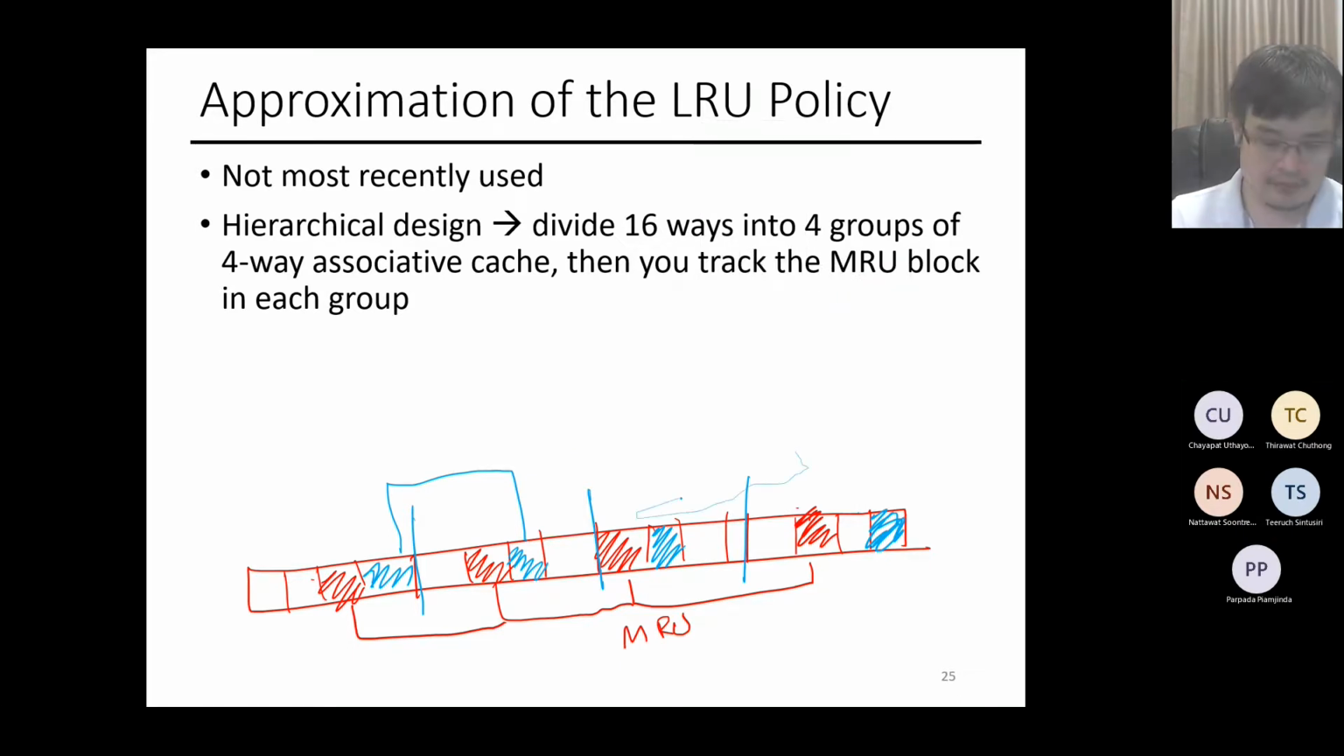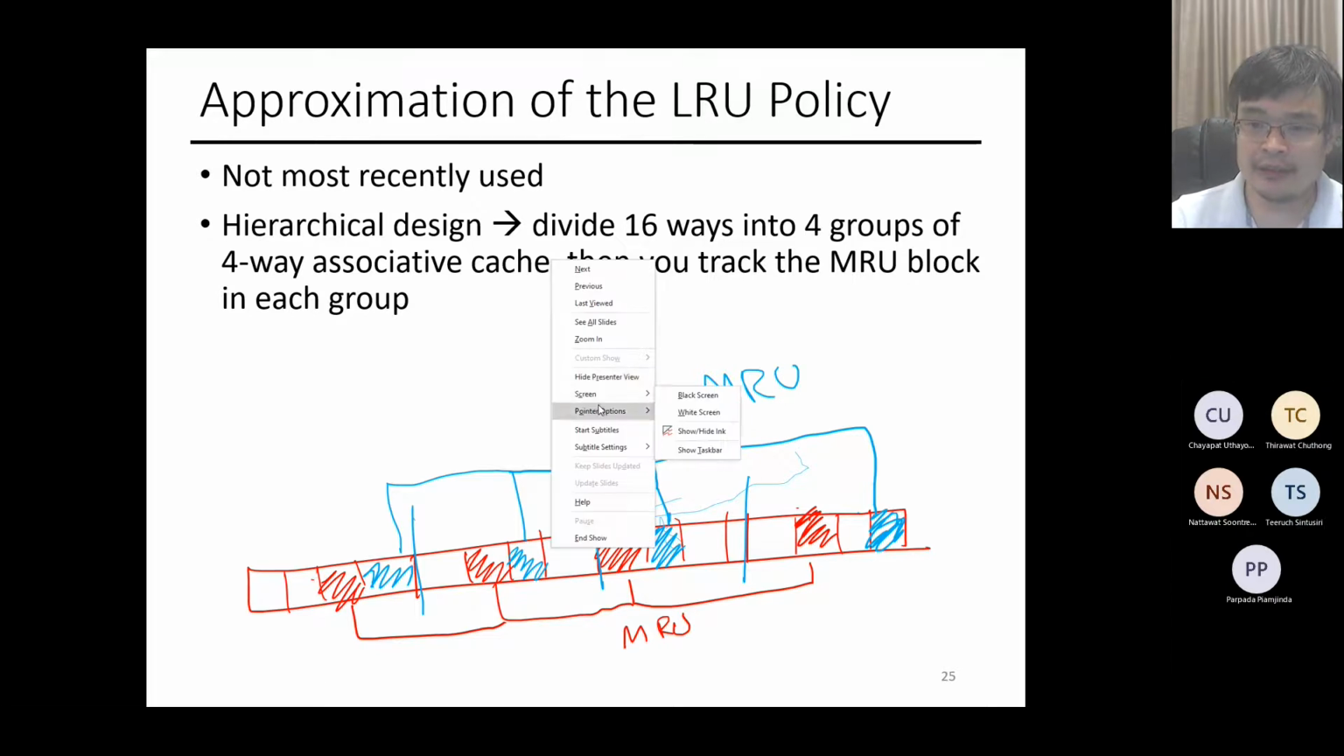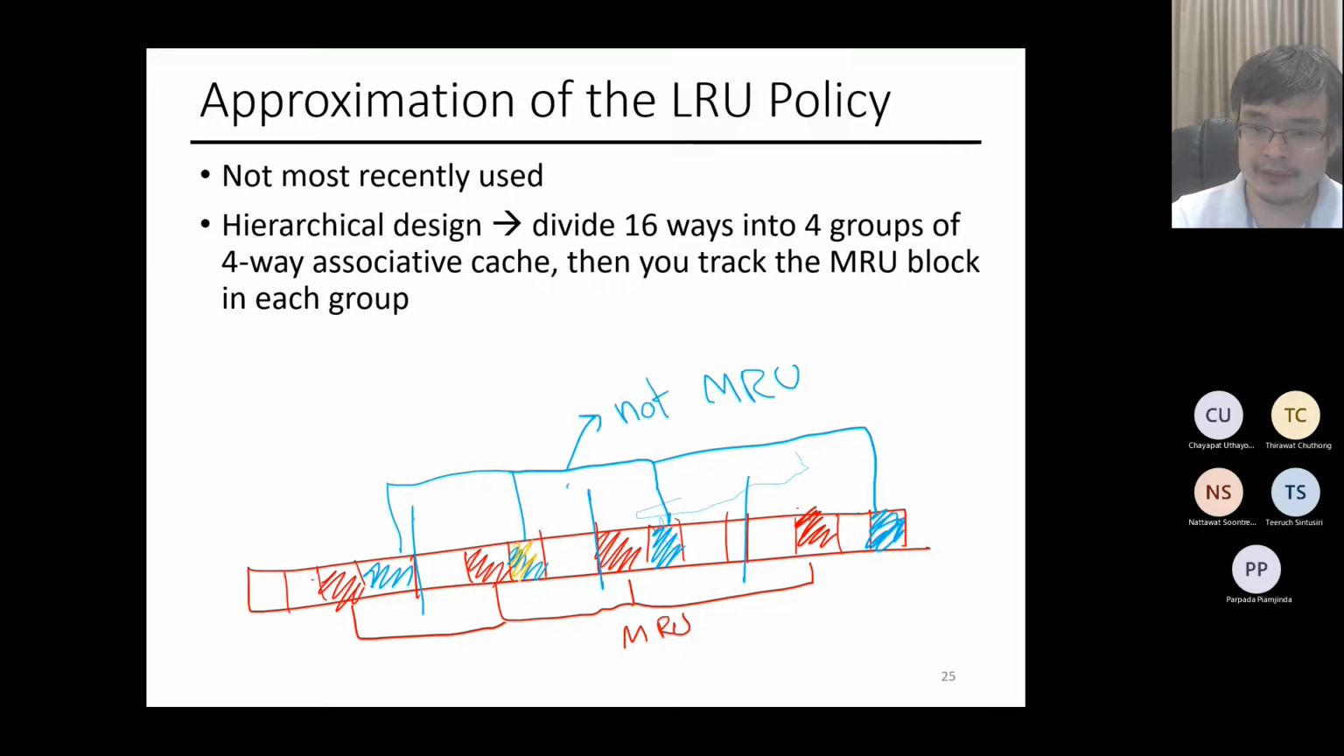So now, for this group, I can pick this and then pick this guy, right? And then I'll just pick, say, not MRU again in the second level. So let's say out of those four blocks, the MRU is this. It means that the other three can be a candidate. So this is a hierarchical design which tries to imitate the LRU policy.